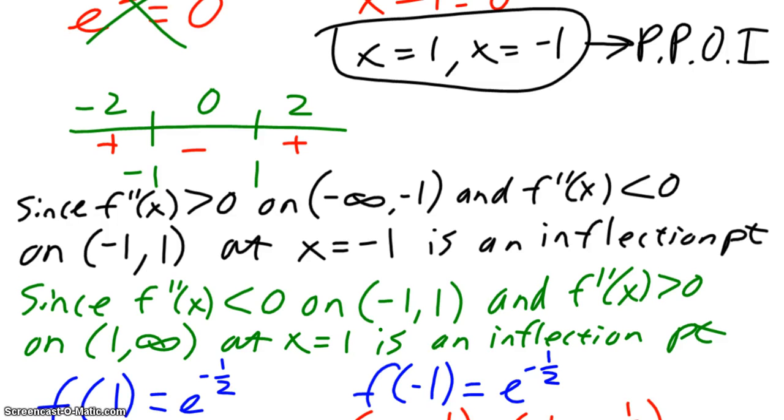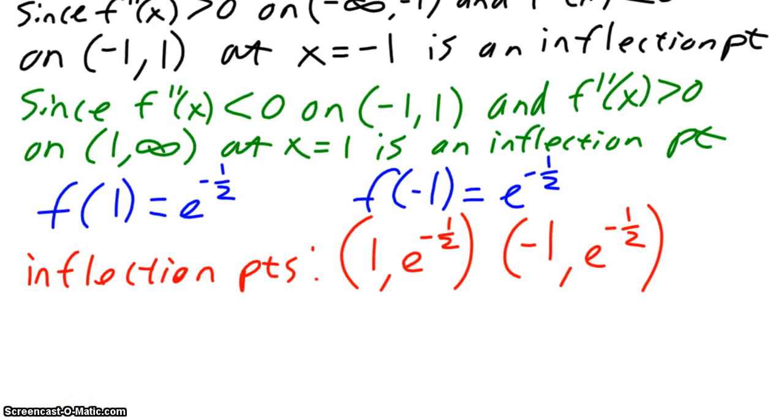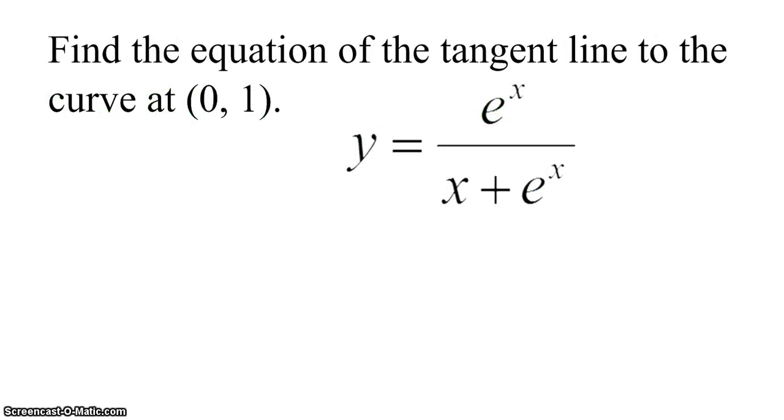So I use my derivative speak to say that. And then I find the y value by plugging in 1 and plugging in -1, and it is the same y value. Therefore, I get my inflection points of 1, e to the -1/2 and -1, e to the -1/2. Good stuff. One more. So I want you to find the equation of the tangent line to the curve at the point 0, 1 for the function y equals e to the x over x plus e to the x.